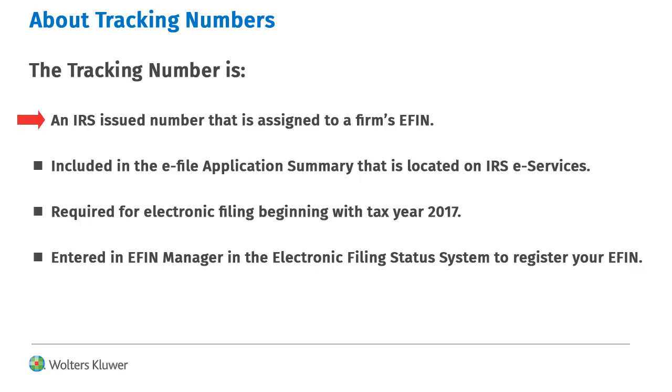The tracking number is assigned by the IRS, and is associated with your firm's EFIN. The number is listed in the e-file application summary on the IRS e-services site, and is required for electronic filing beginning with tax year 2017. Administrators enter the tracking number along with the EFIN in the electronic filing status system.